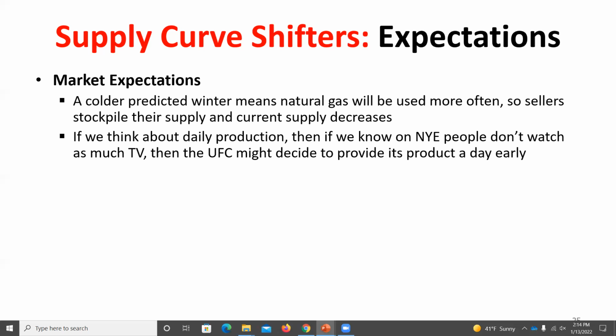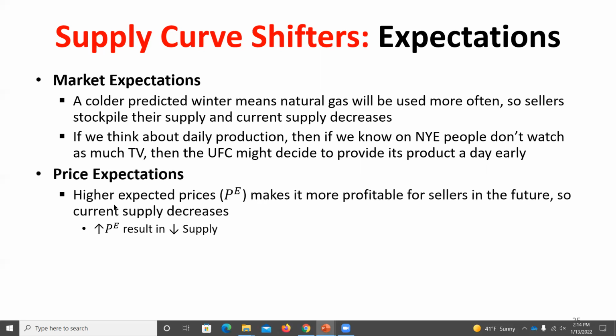Okay. Price expectations will also matter. If I expect the price is going to be higher in the future, as a producer, I'm going to want to hold on to my product and sell it later. Right? So higher expected prices in the future means that currently I'll supply less, hold off and supply it when the price is high. Right? So current supply would go down if we expect prices to be higher in the future, and vice versa.